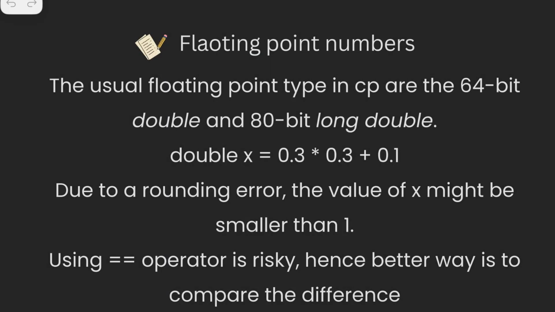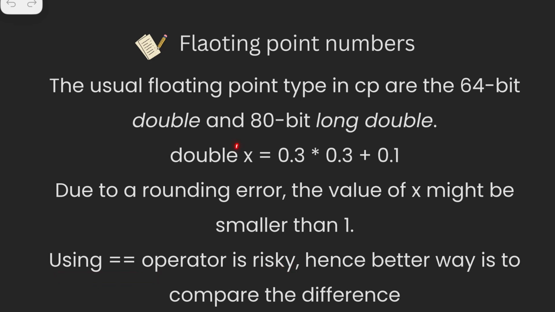First thing that we are going to look at is floating point numbers. Usually in competitive programming, you have two different options, a 64-bit double and an 80-bit long double. Let's say you initialize the value of x, something like this: 0.3 times 3 plus 0.1, which is 1. But due to rounding errors, the value of x might be smaller than 1. And if you use the equal to operation, it might be very risky.